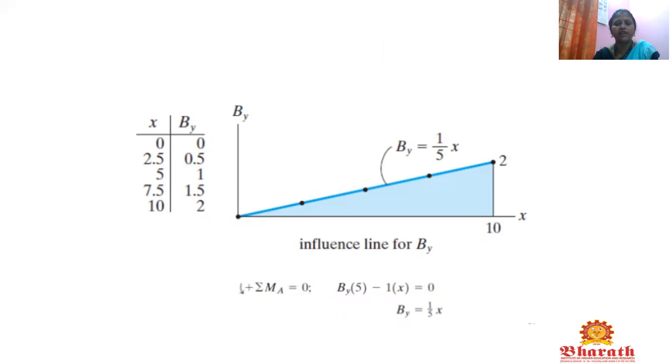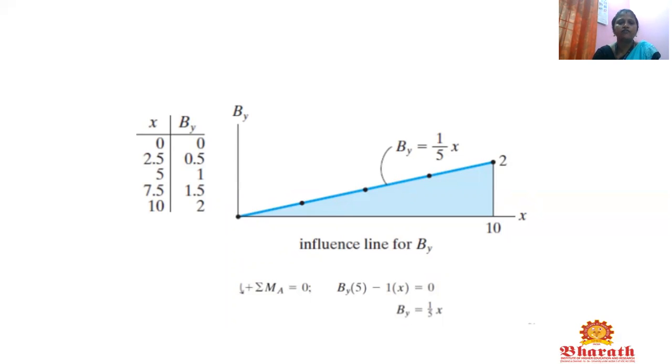Similarly, like the previous problem, we have to find the BY equation. Here we got the BY equation as 1 by 5 into x. So we are going to draw the influence line diagram for BY. What is the total span given in your problem? That is 10. So we have to plot BY on the y-axis and distance on the x-axis, with this distance, at a distance of x.